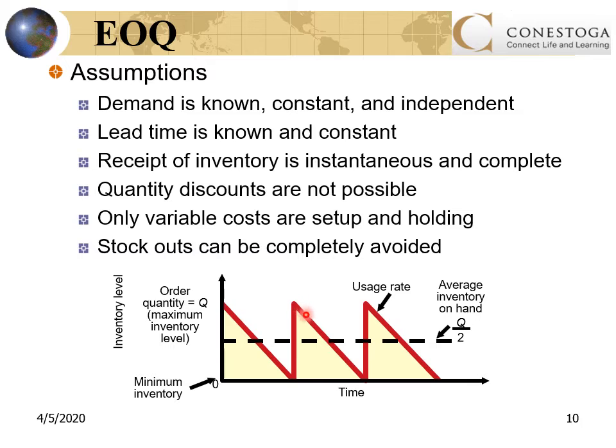Now this inclined line represents the usage rate. Usage rate represents how many items will be consumed over a particular period of time. And so this looks like a triangle. So Q by 2 represents the average inventory on hand. Average inventory is the average of the maximum inventory and the minimum inventory. So Q plus 0 divided by 2 equals Q by 2.